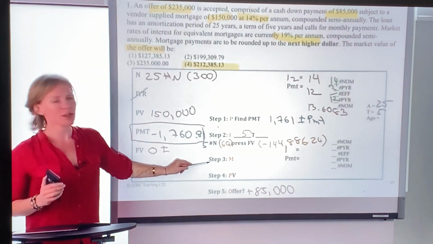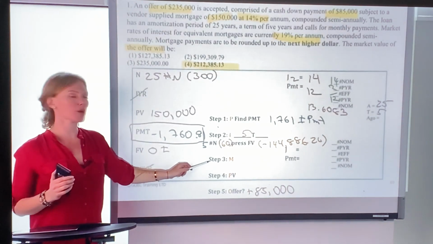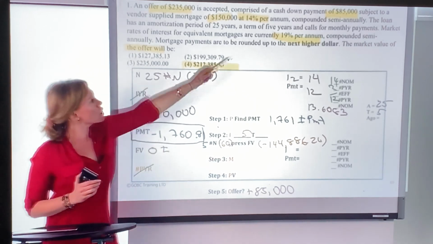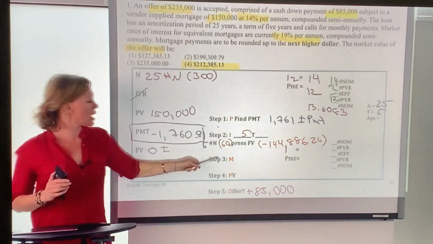Now, step number 3, it's something new, something we haven't done before. This M is your market rate. This is where you're going to look at that second rate that's given to you in the question, and you're going to do the impact in here.